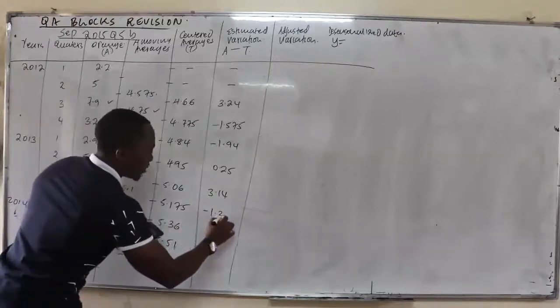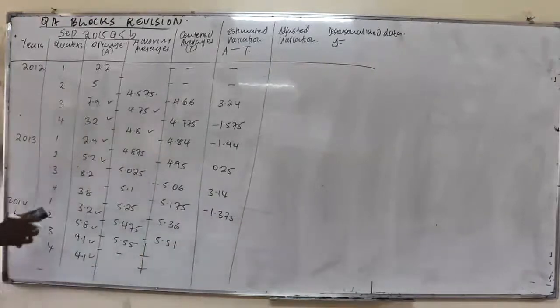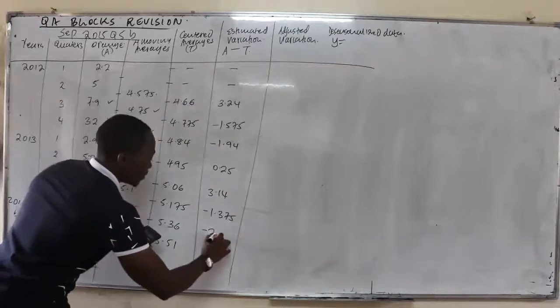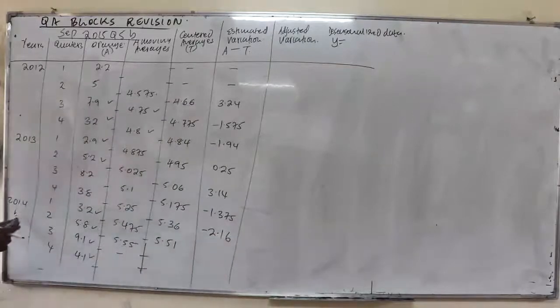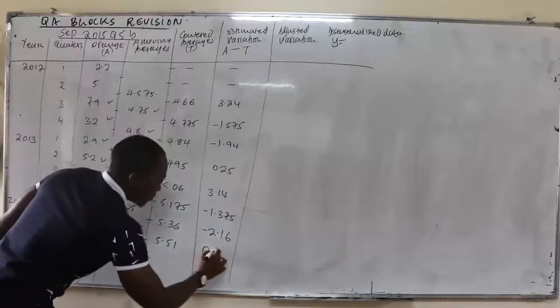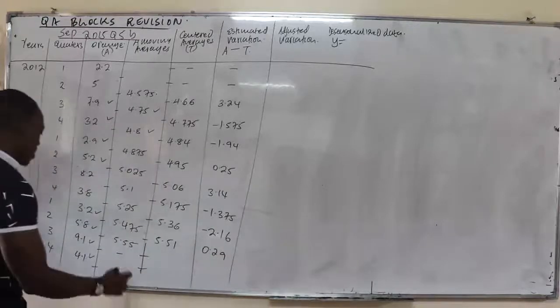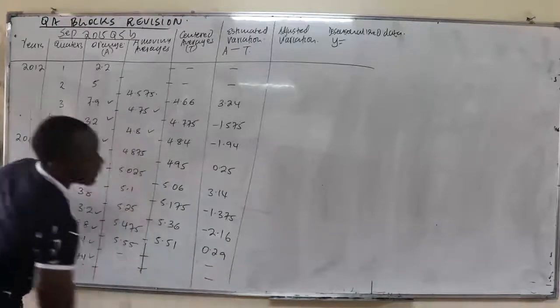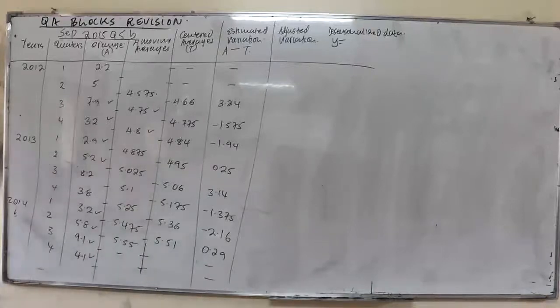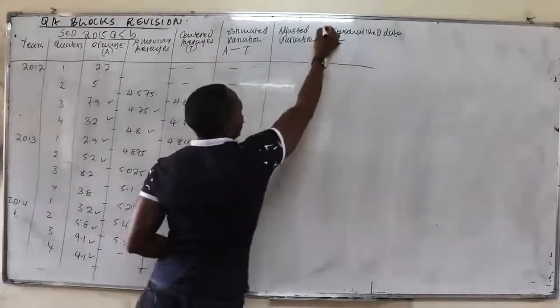Negative 1.375. We have negative 2.16. Then 0.29. Then we have dash dash. So that's how we get the estimated variations.